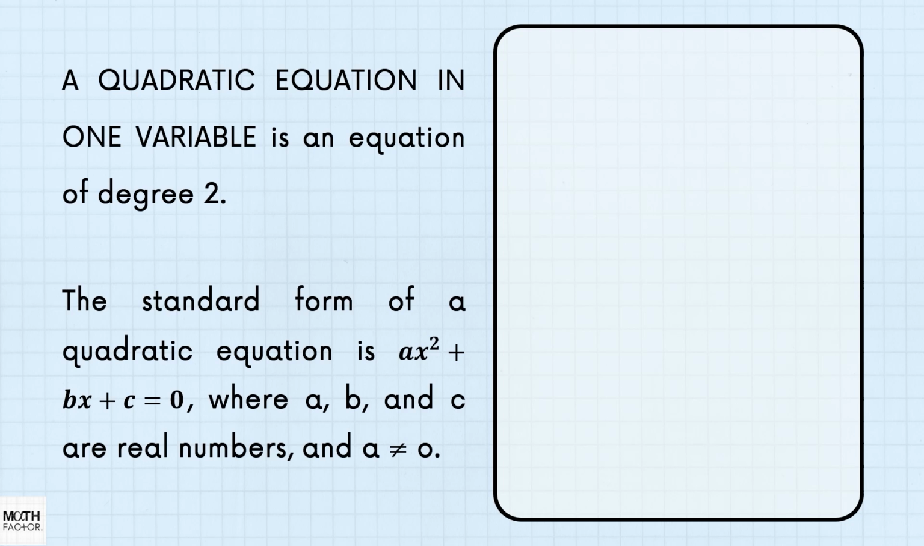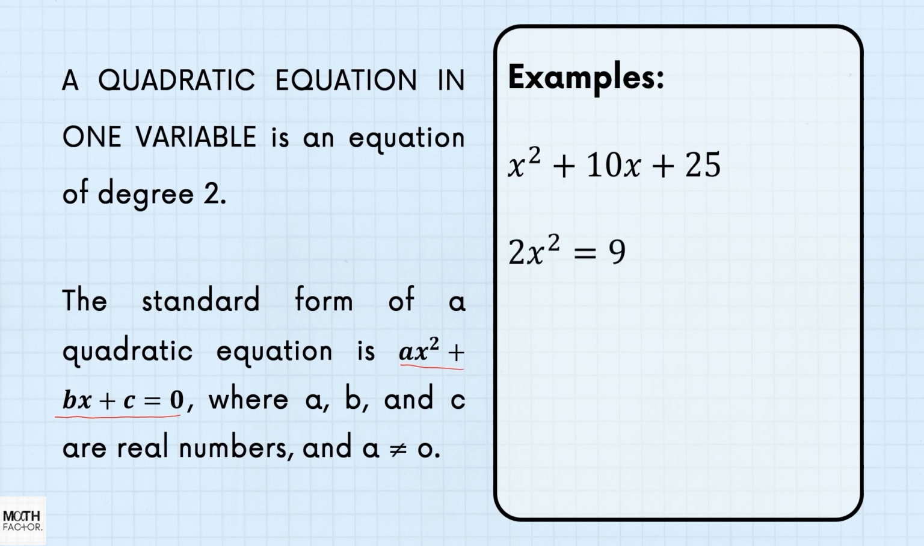The standard form of a quadratic equation is ax squared plus bx plus c equals 0, where a, b, and c are real numbers and a is not equal to 0. Here are some examples of a quadratic equation. We have x squared plus 10x plus 25. We have 2x squared equals 9. And x squared plus 2x plus 1 equals 0.